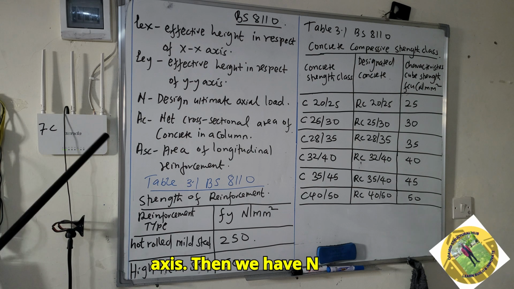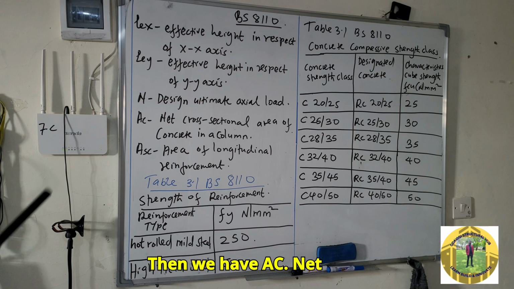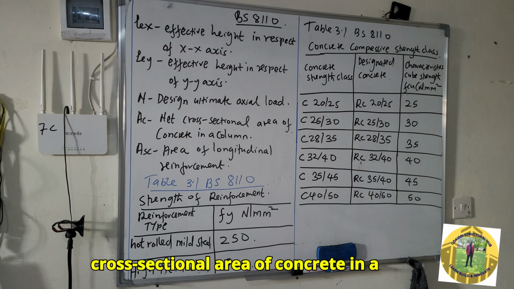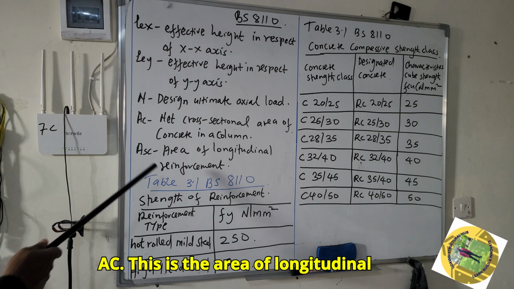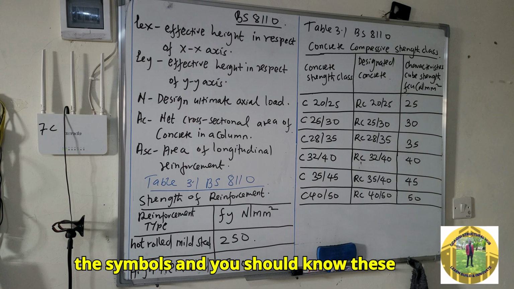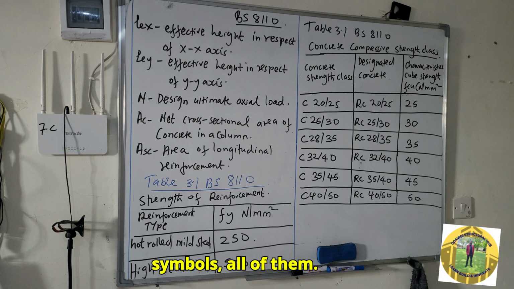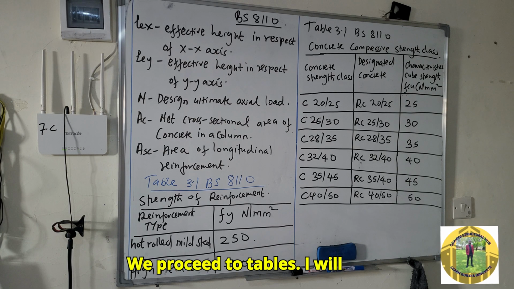Then we have N, design ultimate axial load. Then we have Ac, net cross-sectional area of concrete in a column. And then we have Asc, the area of longitudinal reinforcement. So that marks the end of the symbols, and you should know all of them. We proceed to tables.